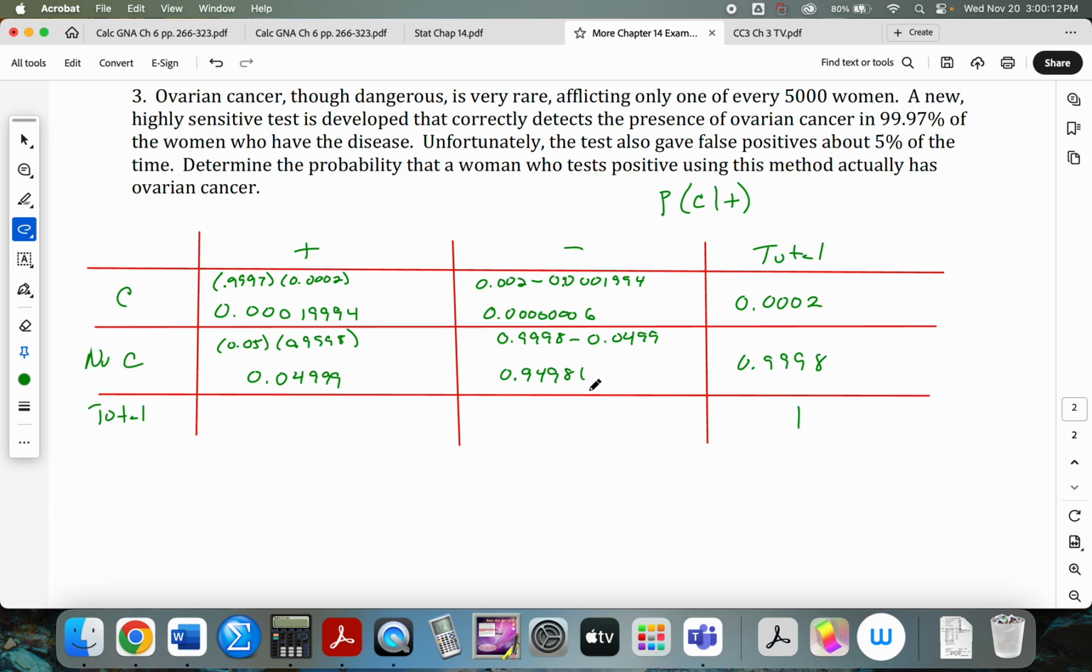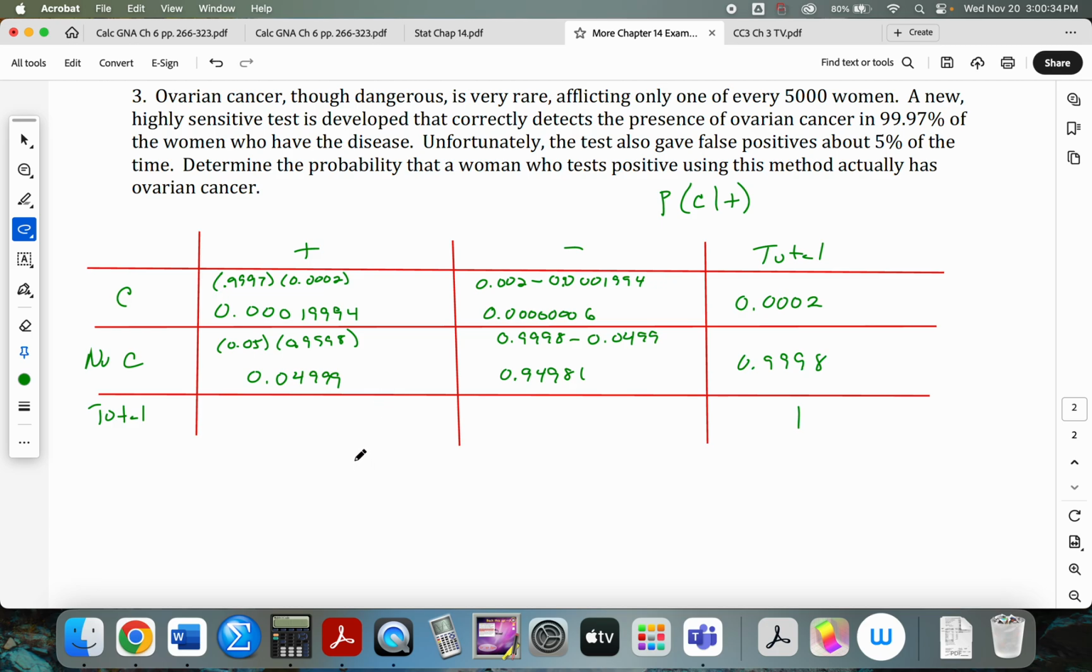So just in looking at this, the majority of what's going to happen is we're going to get no cancer and a negative test almost 95% of the time. They don't have cancer and they're going to get a negative test. Unfortunately, notice that almost 5% of the time they're not going to have cancer, but they're going to get a positive test.